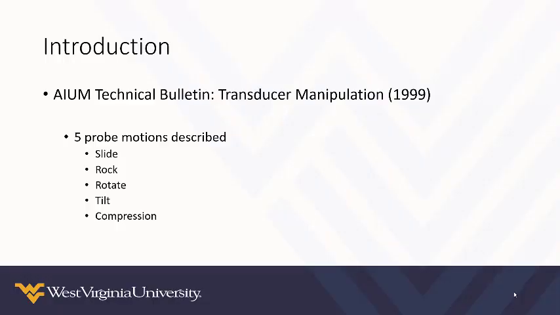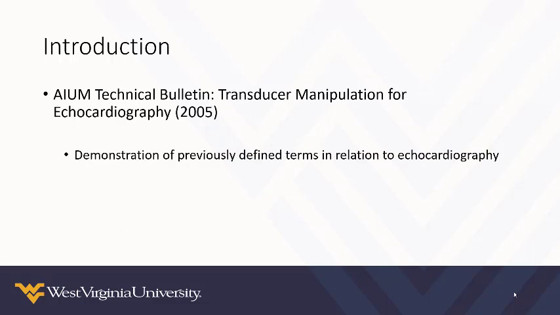As an introduction to probe movements, the AIUM Technical Bulletin published in 1999 titled Transducer Manipulation defined 5 common probe motions, which they defined as sliding, rocking, rotating, tilting, and compression. This was further clarified and applied to echocardiography in 2005.